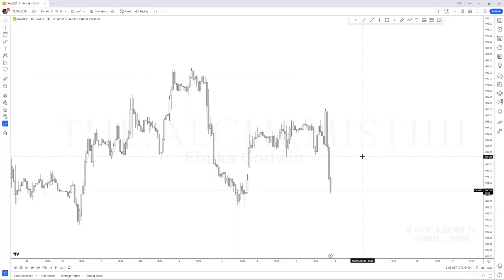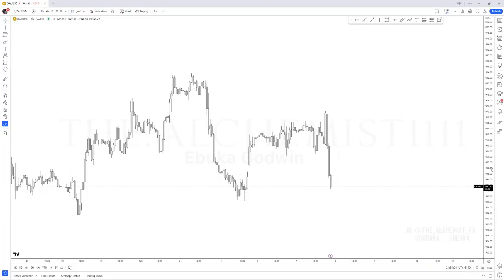Do you always use a fixed stop loss, like 20 pips? No, not fixed, to be honest. It depends on the type of setup.